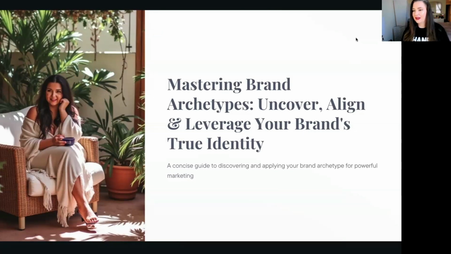All right, I'm gonna hide my panels and everything, and get rid of the controls so I can see you guys. So today we are learning about brand archetypes. Is anyone familiar with brand archetypes? What that means, what that looks like? Has anyone ever done a brand archetype exercise before? No. Okay, this is gonna be so much fun.